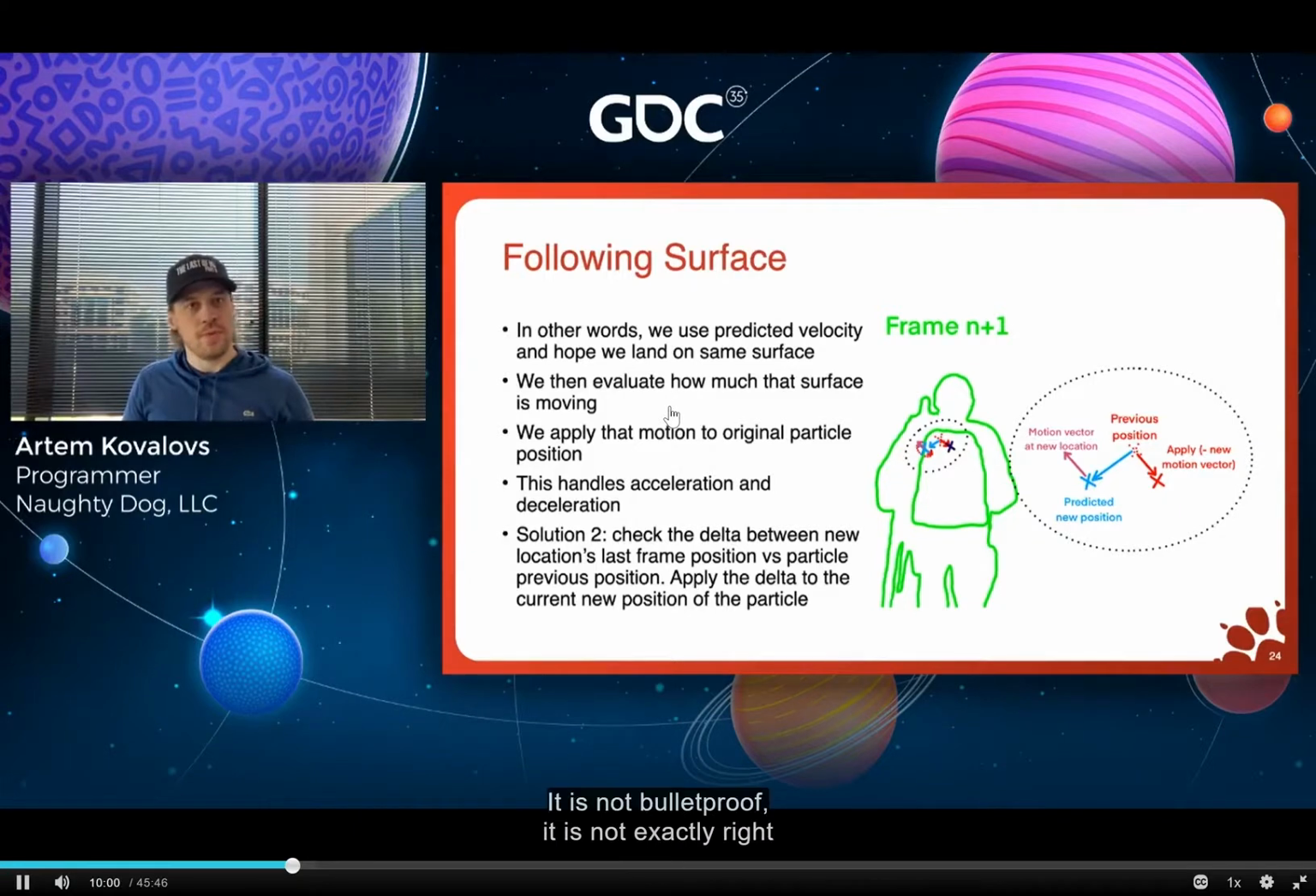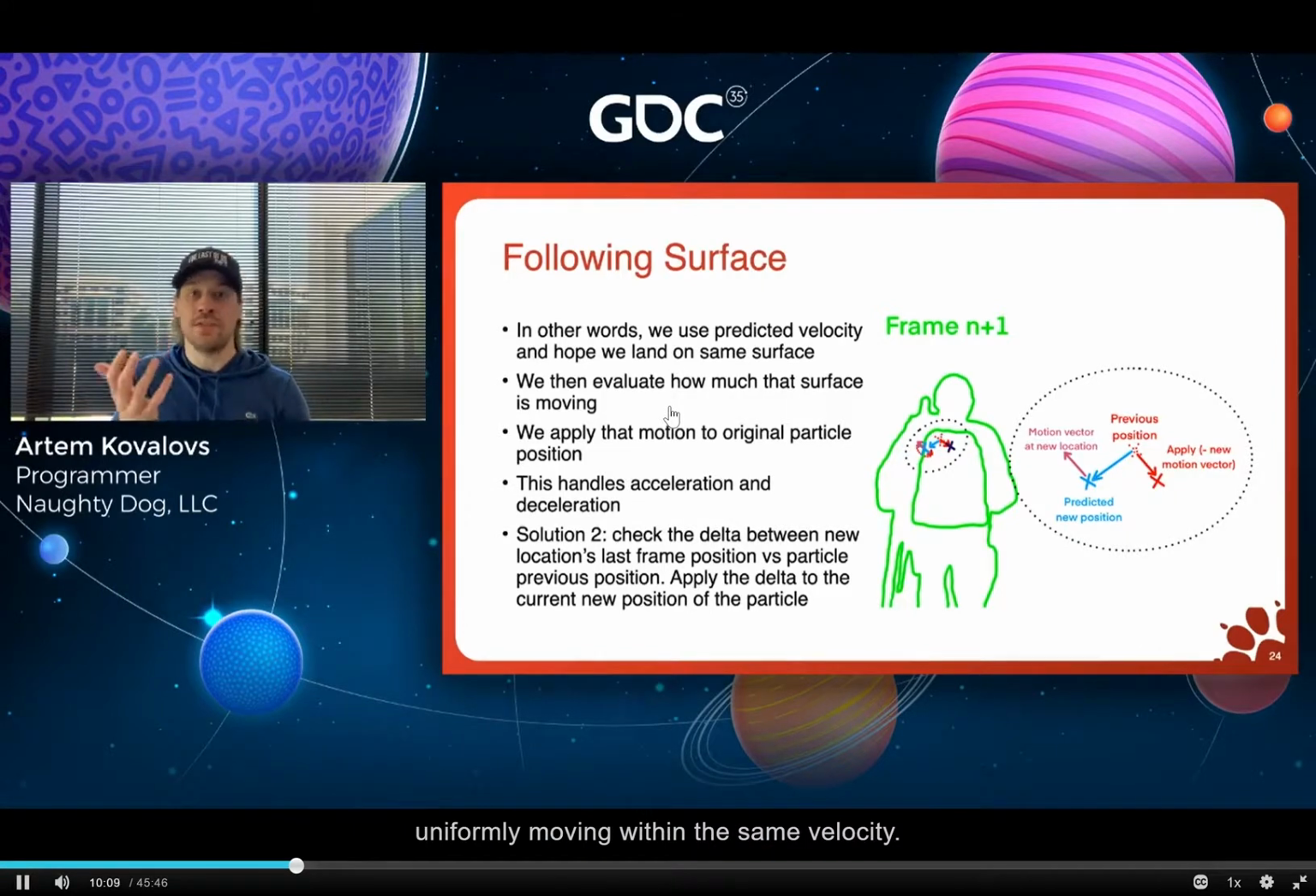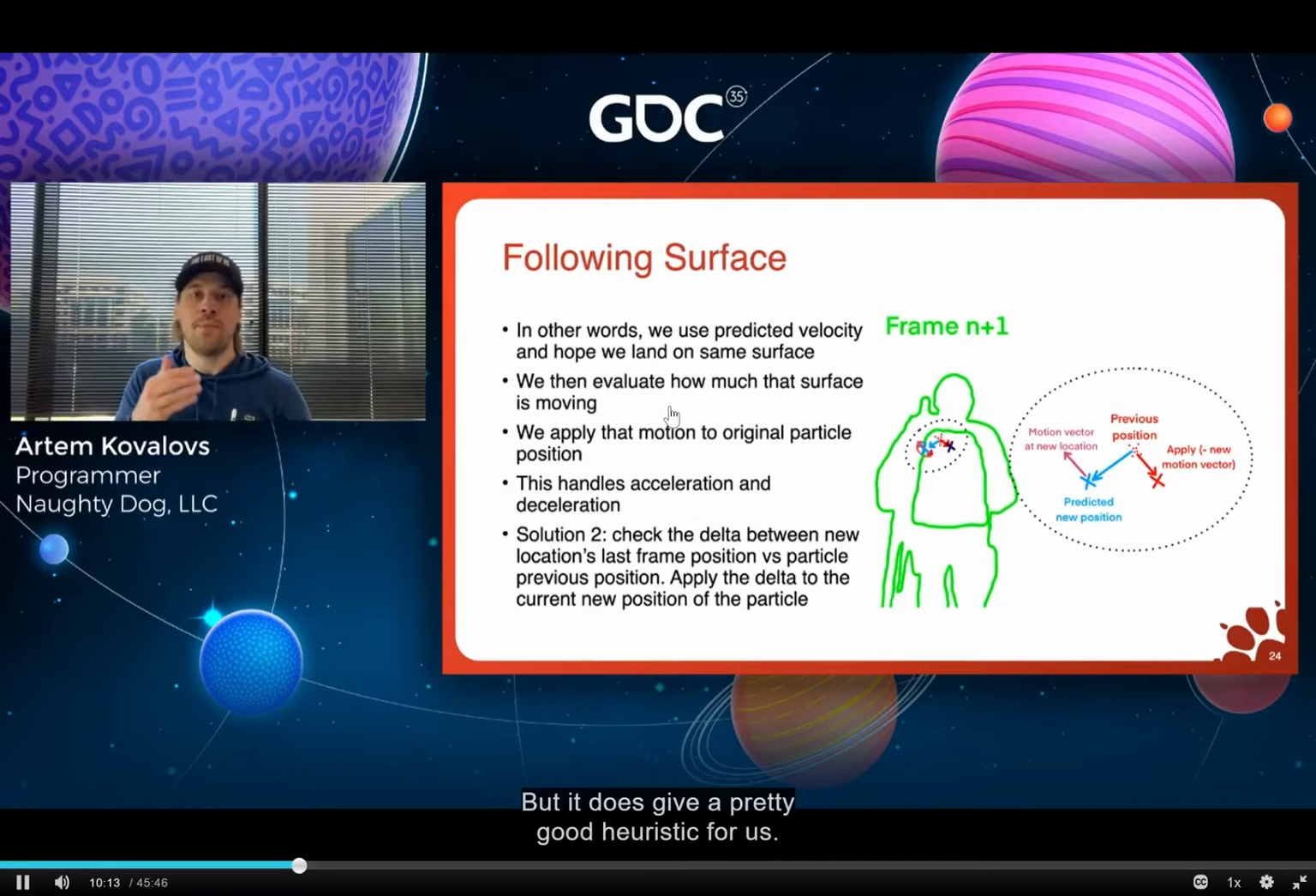It is not bulletproof. It is not exactly right, because just because that particular pixel was moving with one velocity doesn't mean that the whole surface was uniformly moving with the same velocity. There's rotation, there's deformation, there's other things happening. But it does give us a pretty good heuristic.